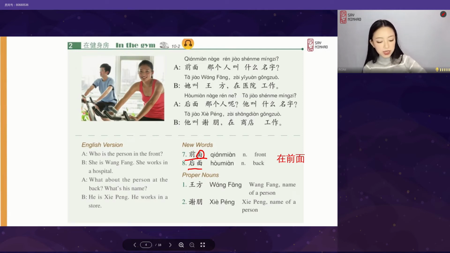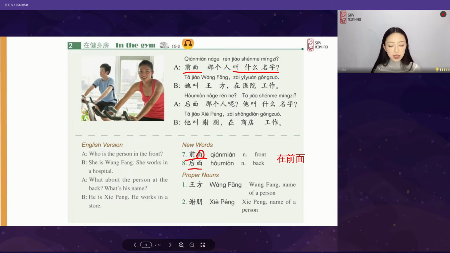Okay, first one is 前面那个人叫什么名字？前面那个人 we already learned. It means the person in the front. And 叫什么名字 is a structure we've learned before with mentions. What is this person's name? 叫什么名字, What is the name? So this is asking about the person in the front. Who is this person in the front?